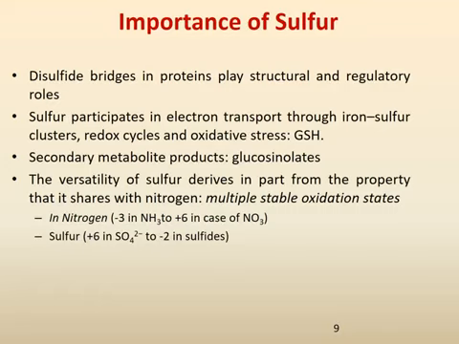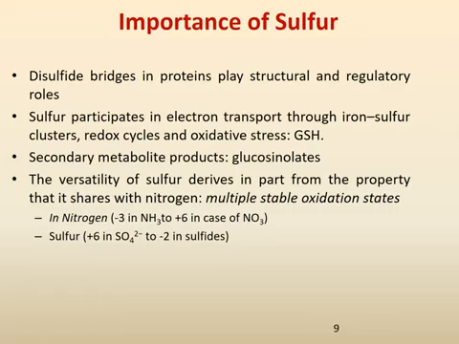Sulfur participates in electron transport through iron-sulfur clusters, redox cycles, and oxidative stress, as in the case of the reduced form of glutathione, GSH. Secondary metabolite products such as glucosinolates, which are natural chemicals, most likely contribute to plant defense against pests and disease and impart a characteristic bitter flavor, a property of cruciferous vegetables. They also have sulfur in their structural formula.